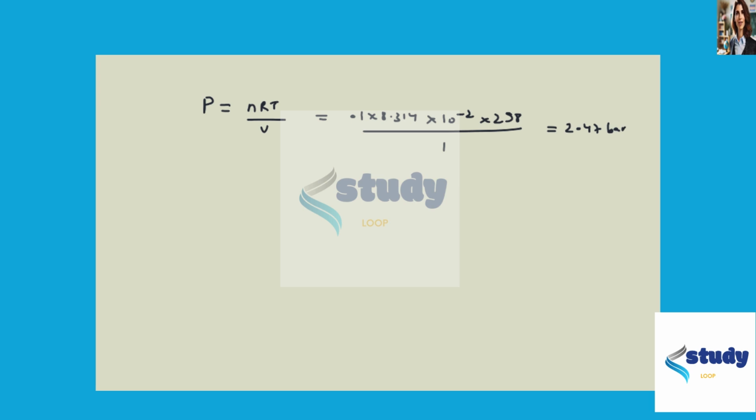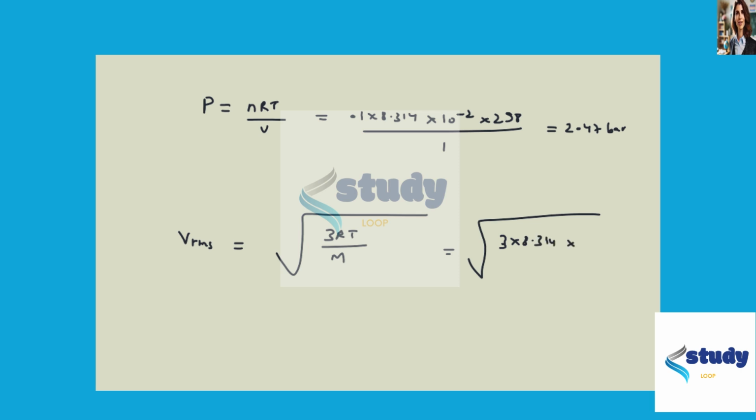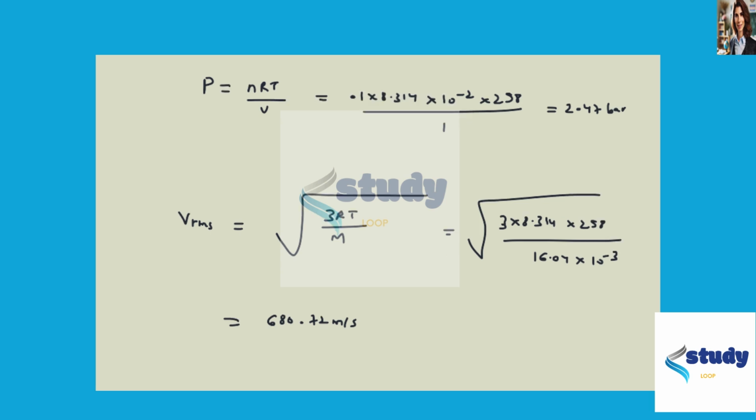Now I can calculate the value of VRMS as it is equal to under root 3RT by M, which is equal to under root 3 multiplication 8.314 multiplication 298 by 16.04 multiplication 10 to the power minus 3, which is equal to 680.72 meter per second. Now I will calculate the value of lambda.